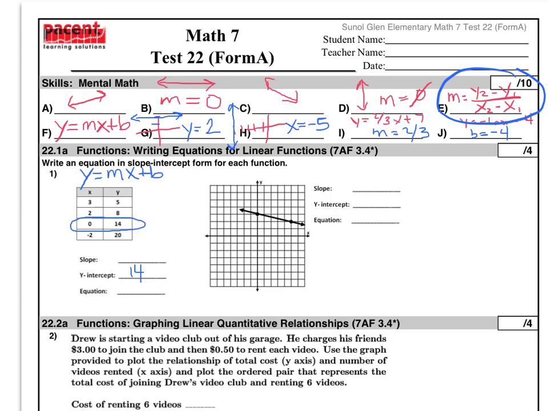Okay, so using that formula, I solve for m. So I'm going to use these first 2 points, and I'm going to solve for my slope. So I'm going to say that this is my point 1 and this is my point 2. So I have 8 minus 5 over 2 minus 3. And 8 minus 5 is 3, and 2 minus 3 is negative 1. So my slope is negative 3 over 1.